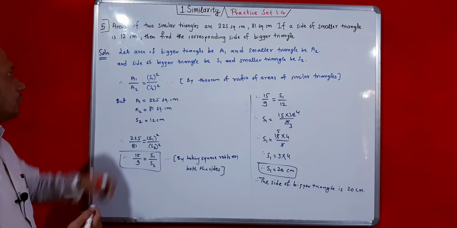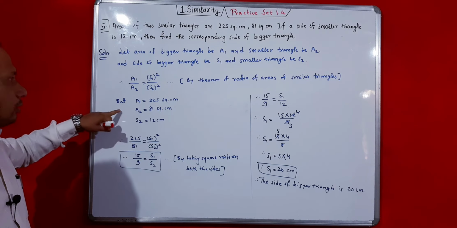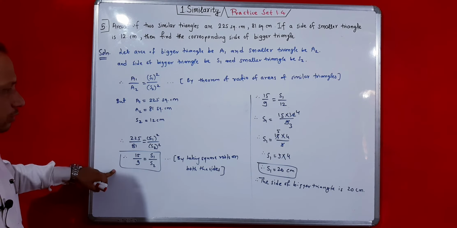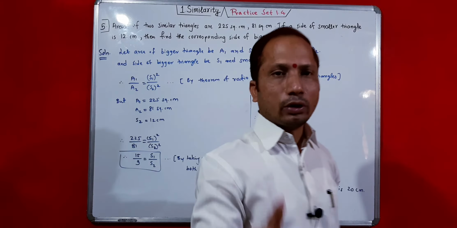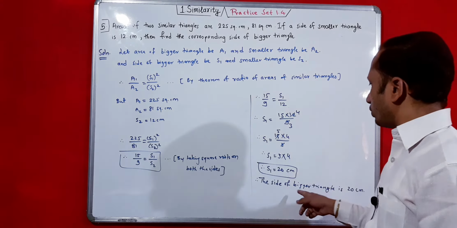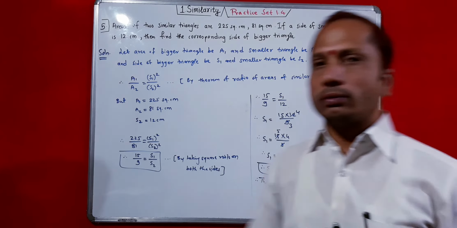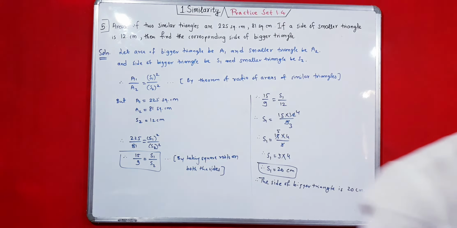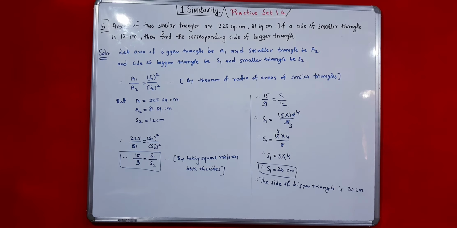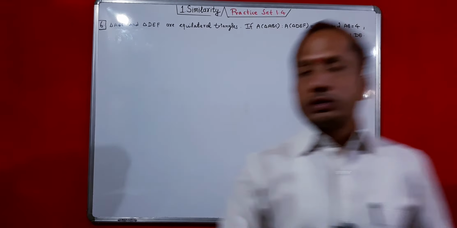So first you use this formula, then these values are there already, just find the square roots of the given values, then put the given value of the smaller triangle and just do the calculation, you will get your solution. Okay, this is problem number 5 we have solved, and now we are going to solve problem number 6.